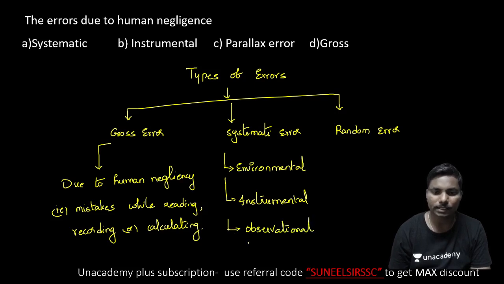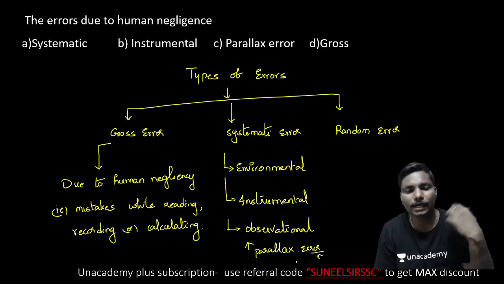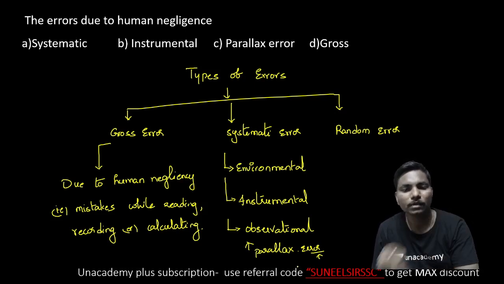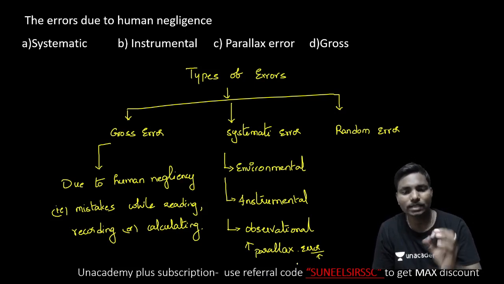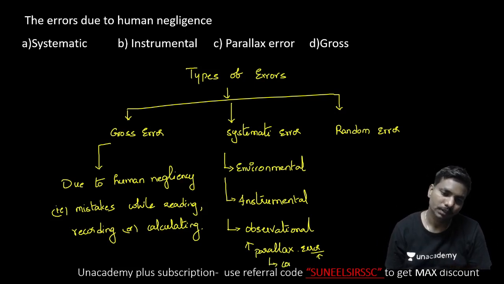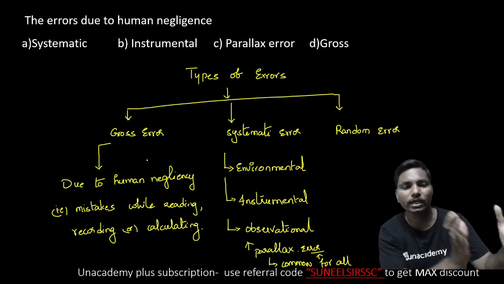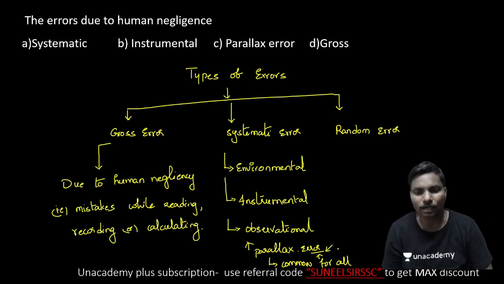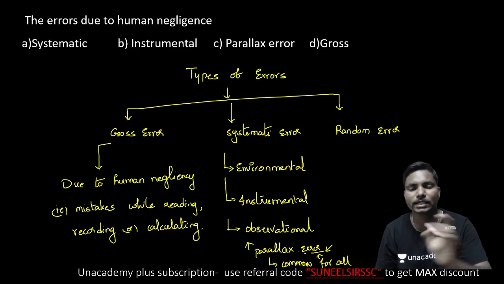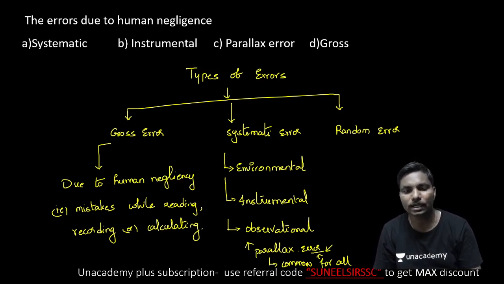Observational errors are nothing but parallax error. That is the error due to our human eye. Our human eye may not detect the perfect value; it has some tolerance. So this parallax error is common for all, but gross error is not common for all. Only some persons make mistakes or are negligent. But even if you concentrate on the reading, you get some error, that is parallax error, which is common to all persons. Why? Because our human eye may not detect the exact value. Those errors come under observational error.